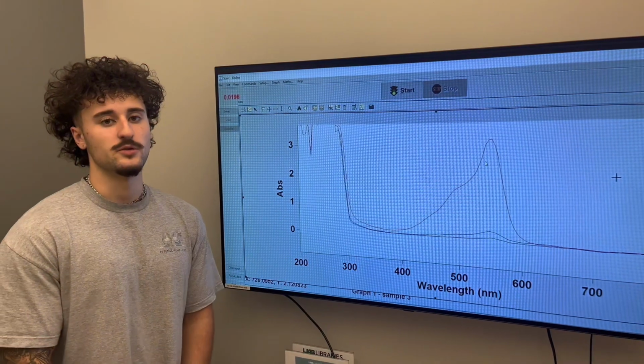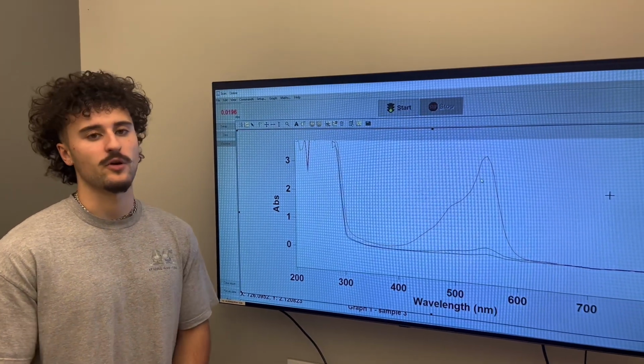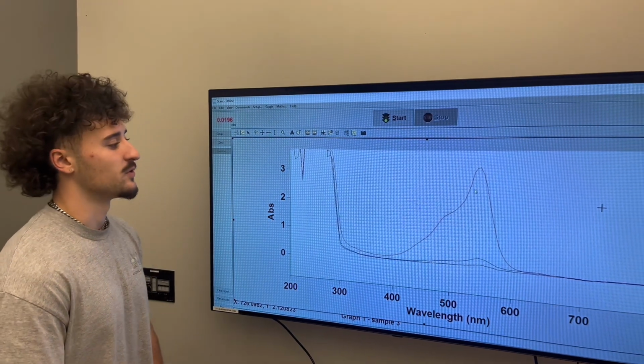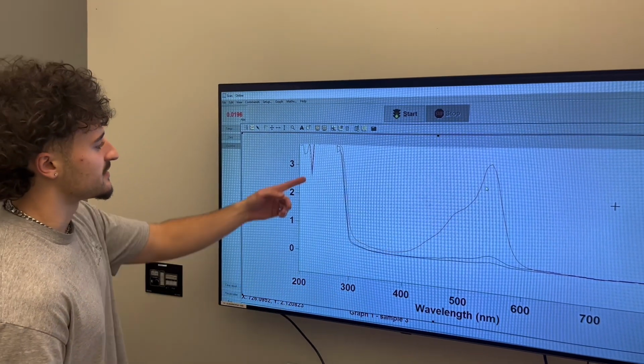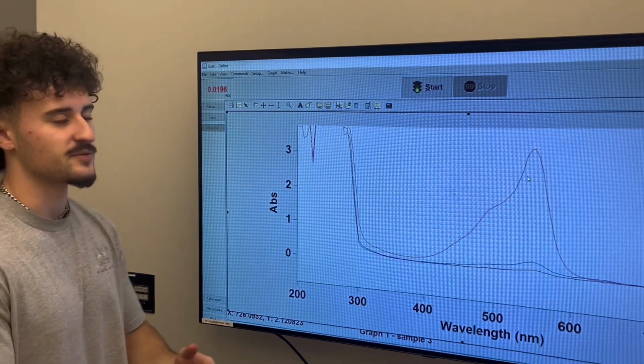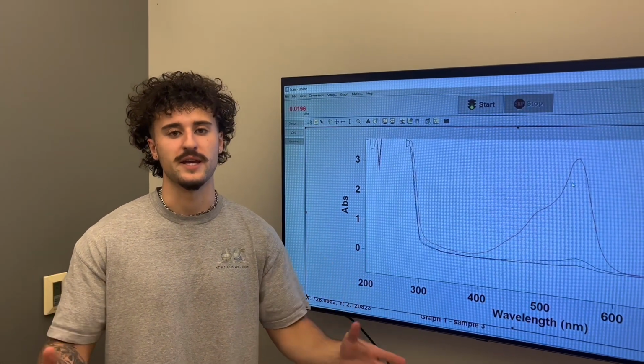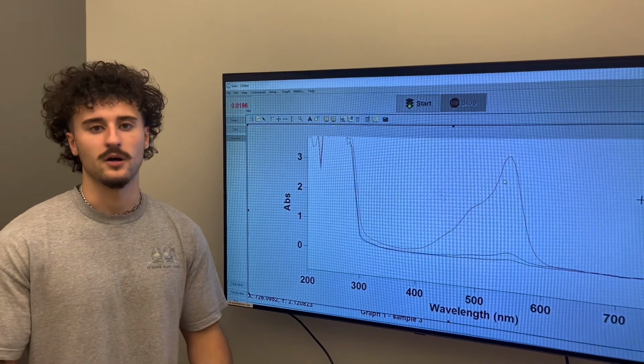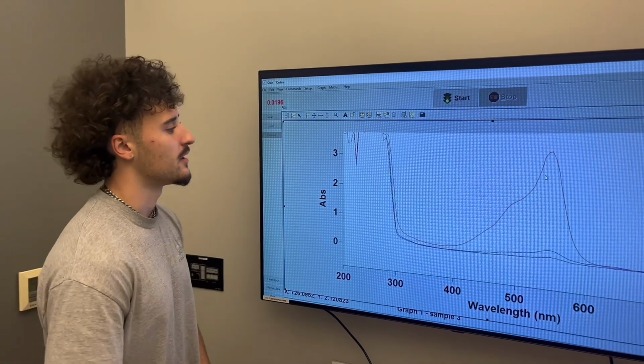A question that you may ask is why scan across all different wavelengths? If you don't scan across all the wavelengths, you can get some inaccurate results as you have right here, because it doesn't encapsulate the actual full range of the data. You can't capture all the different absorbance rates of the sample.